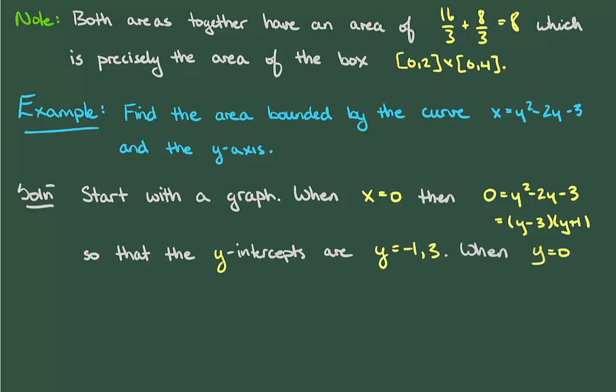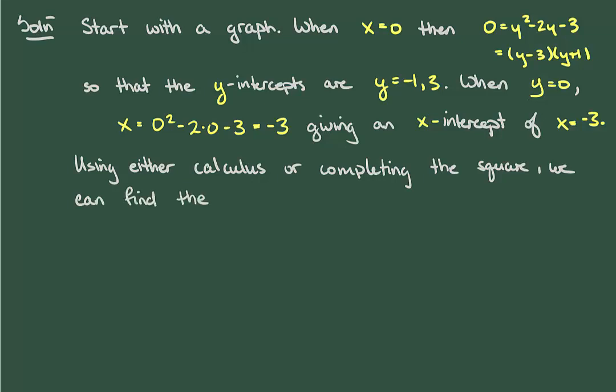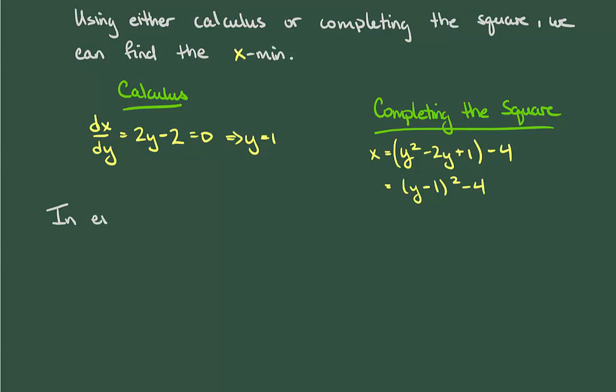The x-intercepts occur when y is equal to 0, which we can very quickly evaluate to find x is equal to -3. Finally, I want to find the x minimum, the leftmost endpoint of the x-axis, which we can do by either using calculus or completing the square. With calculus, we'll find the critical point by differentiating, which gives us y is equal to 1. Completing the square gives exactly the same answer, where we find again that the minimum occurs at y equals 1, and that x equals -4 is the leftmost endpoint. So in either case, y equals 1 and x equals -4 is the leftmost endpoint of the function.